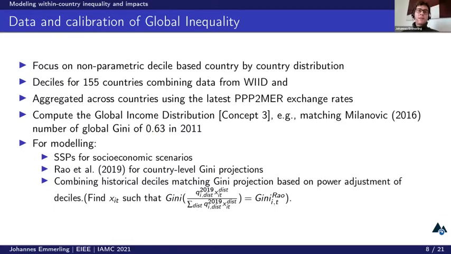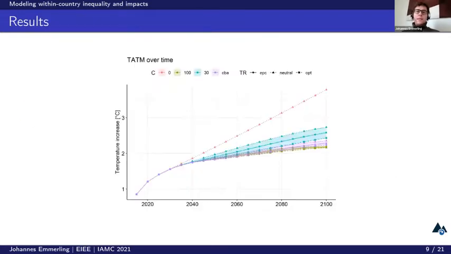We also use the projection by Rao et al. for our baseline projection. And so now I will just present the first results and then some on inequality. So these are the scenarios. We look at the cost-benefit optimization, where we take into account this welfare function, which now also has inequality aversion, a $30 and a $100 carbon tax, both increasing at 5%, and the baseline.